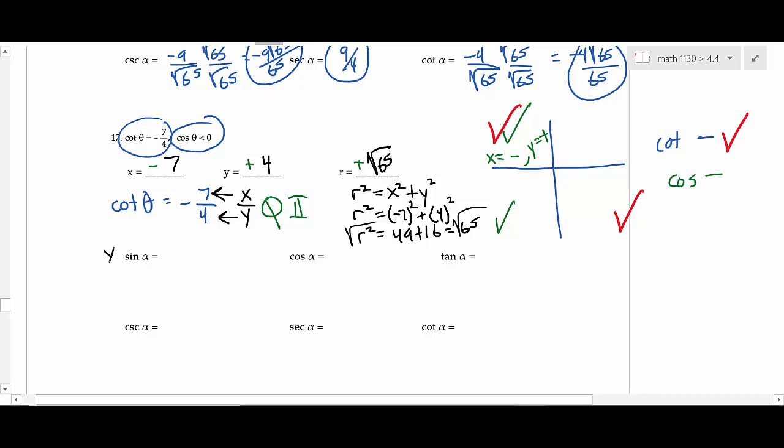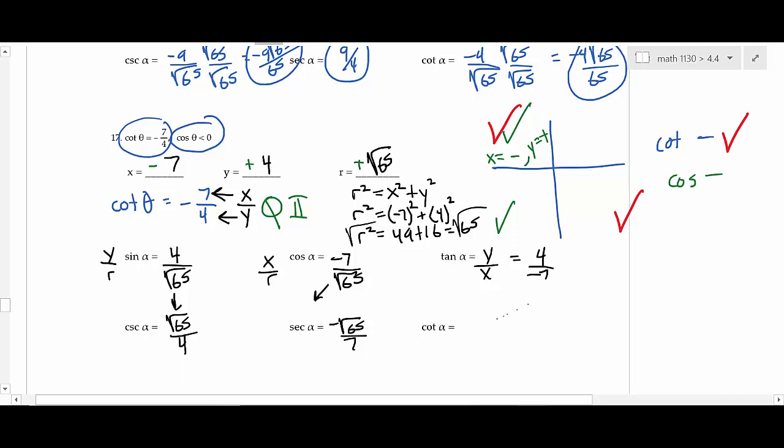And then the next thing is we're ready to put it together. The sine's y over r, so y is 4, r is square root of 65, and you'd rationalize. And then the cosecant, you can go ahead and do the reciprocal, would be root 65 over 4. The cosine is x over r, so that would be negative 7 over square root of 65. Then you'd rationalize. Secant's the reciprocal of the cosine, so that would give this. Then we do the tangent and cotangent. The tangent's y over x, so that would be 4 over negative 7. And then the cotangent would be the reciprocal of that, so that's negative 7 over 4. All right, so that's how that goes.